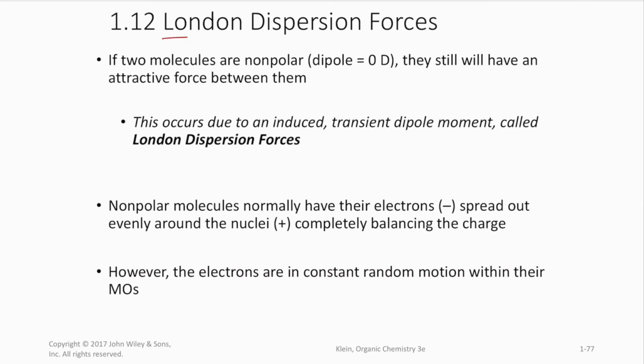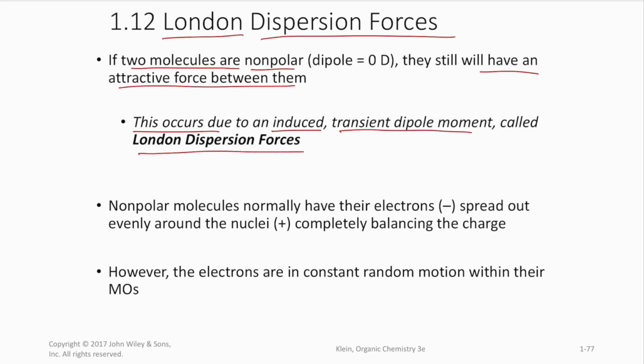Next, the last force is London dispersion forces. London dispersion forces are special because these are dipole forces in a non-polar molecule. How does that happen? If you have 2 molecules that are non-polar, they still have an attractive force between them. This occurs because it can create an induced transient dipole moment, and that dipole moment is called London forces.